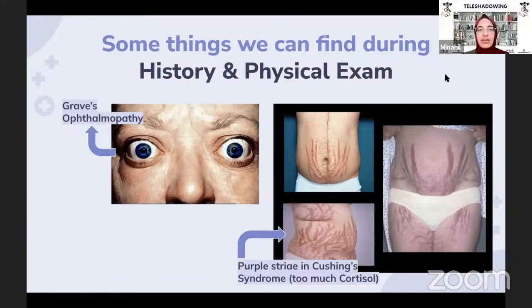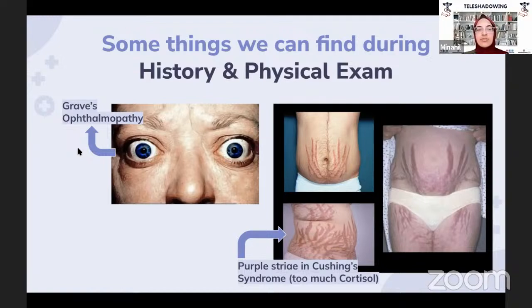All right, so I was talking about the history and physical exams. I wanted to also give you a visual. So you can see on the right here, basically in Cushing's syndrome, you would see these purple striae. And remember, Cushing's syndrome, we talked about before, is too much or an excess of cortisol. In Graves' disease, you would expect an ophthalmopathy, which basically means an enlargement of the eyes.